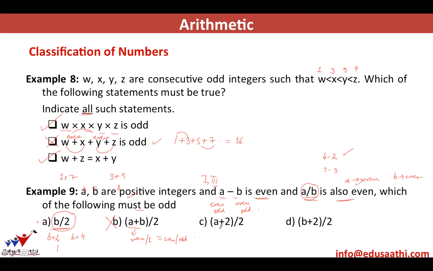Let's look at this. Now I know A is even. Even plus 2 divided by 2. If I take the value of A as 4, 4 plus 2 divided by 2 will give me an answer of 3, which is odd. Even if I want to split it up, this will be A by 2 plus 1, since 2 by 2 is 1. This will always give me an answer which is odd. So option number C would be the answer that I have.